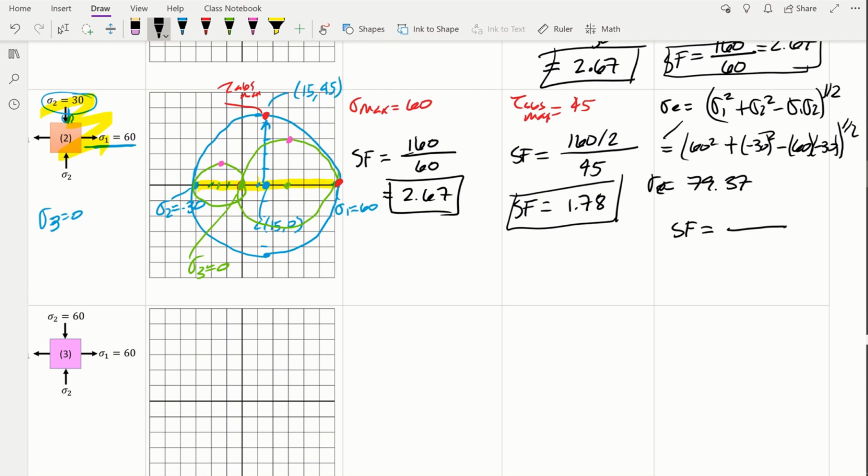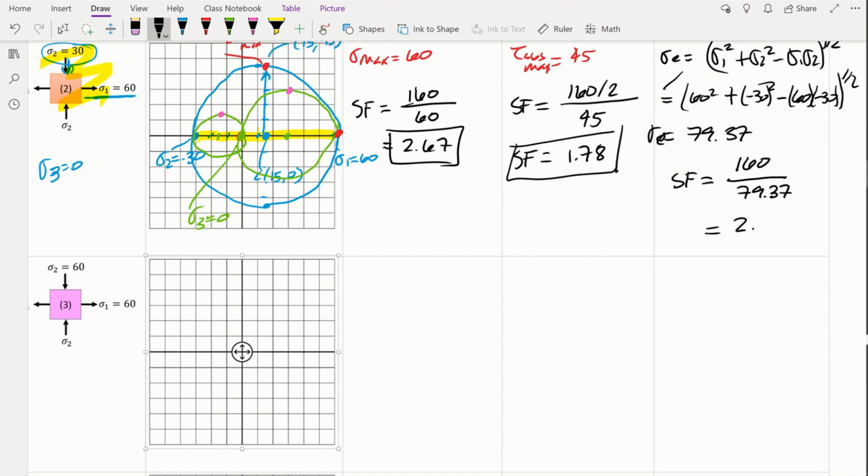Remember, we never want to exceed the yield strength of 160, and the equivalent stress is 79.37. So if we type this on the calculator, you can see the answer is going to be very close to 2. So this equals 2. If I'm specific, 2.02 safety factor.